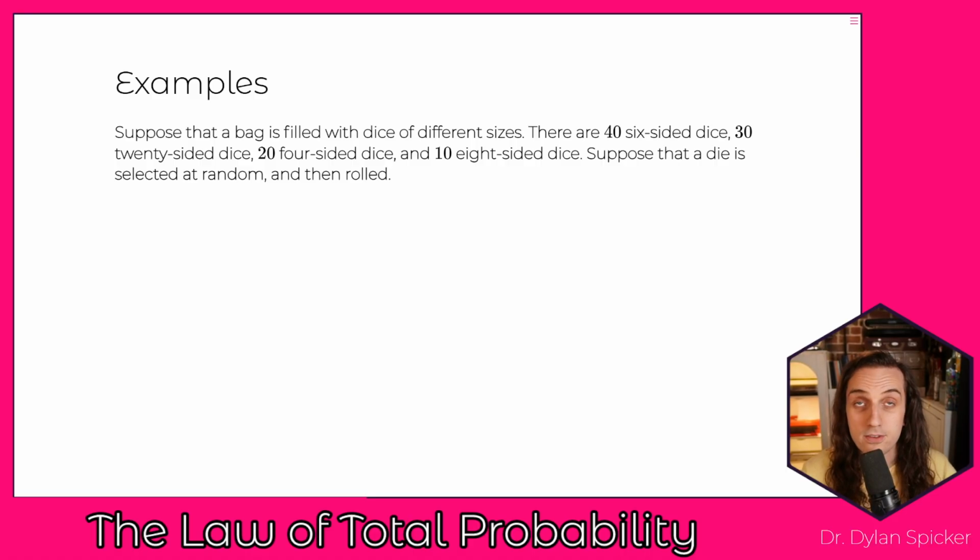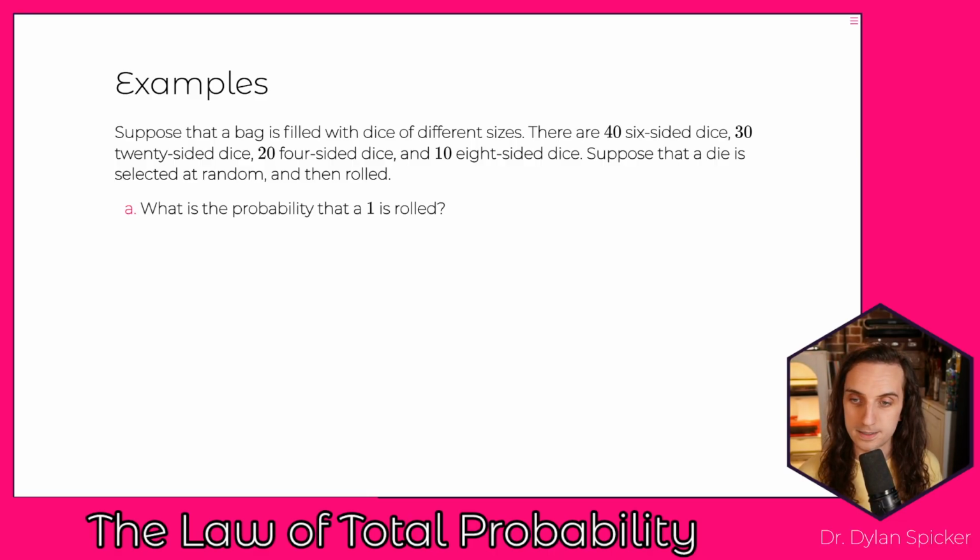Suppose that we have a bag that is filled with dice of different sizes. We have 4 6-sided dice, 30 20-sided dice, 20 4-sided dice, and 10 8-sided dice. We're going to select a die out at random, and then we will roll it. We want to know, what's the probability that a 1 is rolled? If you're just asked this question, your gut might tell you, well, it depends on what die we select. Because if we select a 4-sided die, the probability is 1 in 4. If we select a 6-sided die, the probability is 1 in 6. If we select an 8-sided die, the probability is 1 in 8. And if we select a 20-sided die, the probability is 1 in 20. And so it depends on what die we selected.